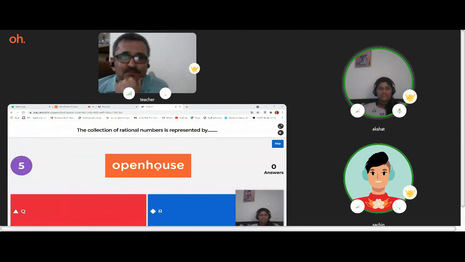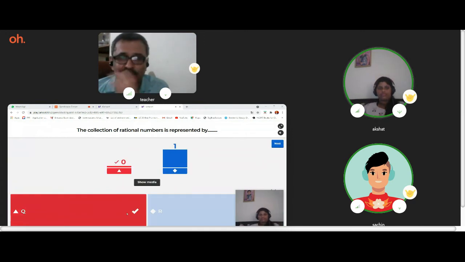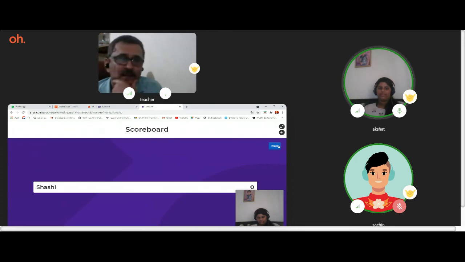The collection of rational numbers is represented by... No problem. Shashi, don't get demotivated. No problem. See over here, the collection of rational numbers is represented by, I think in some book it is written Q. So that's why you have confused. Otherwise, you are right. It is represented by R only. Okay? No problem.